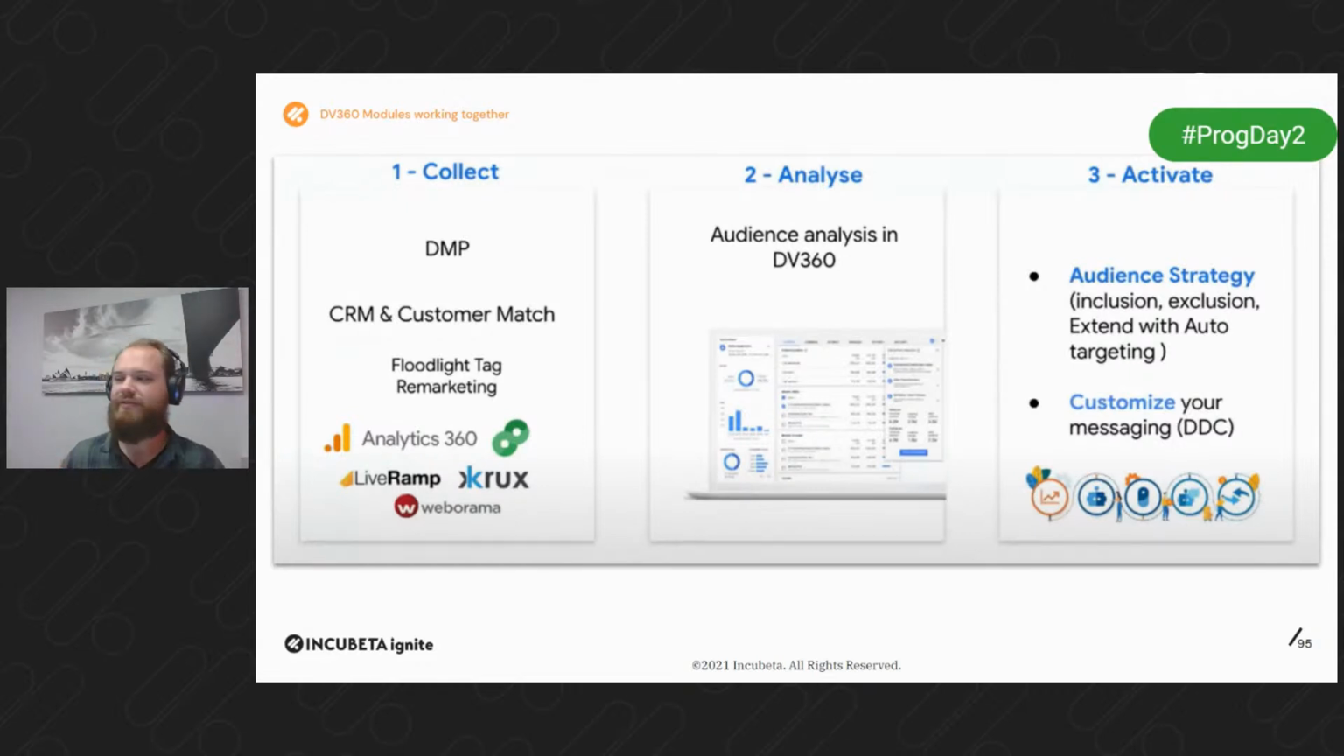And then we're able to activate that data with an audience strategy, including inclusions and exclusions, so targeting these people, excluding those people because we've seen that they don't perform well, for example. And then you're able to customize your messaging using something like Ad Canvas and data-driven creative. So just a really nice little neat summary of how these modules do function together.